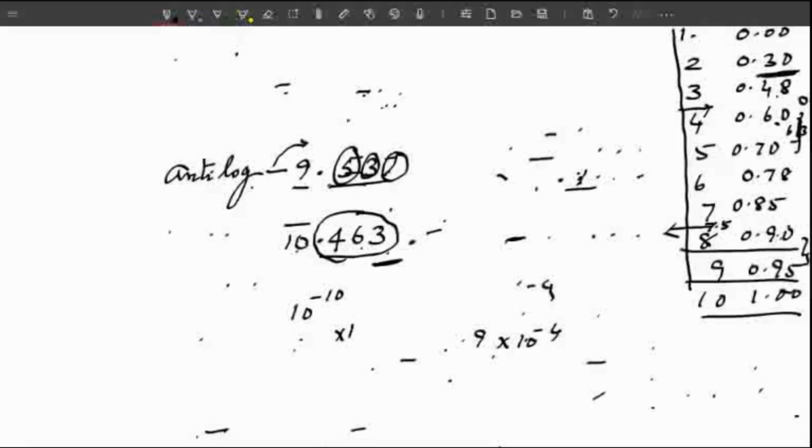Therefore, what is your mind saying? The value would be 2.9. 2.9 into 10 power minus 4. Find out the answer for this: minus 9.537. 2.9 into 10 to the power minus 10. 2.9, down, one second. 2.8 into 10 to the power. Correct answer, listen: 2.9 into 10 power minus 10.